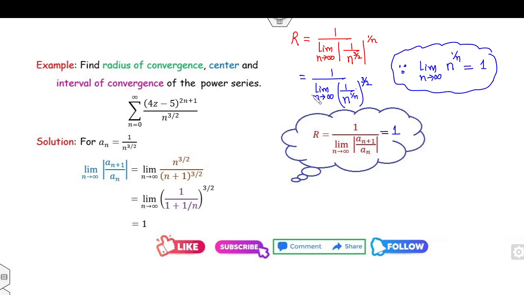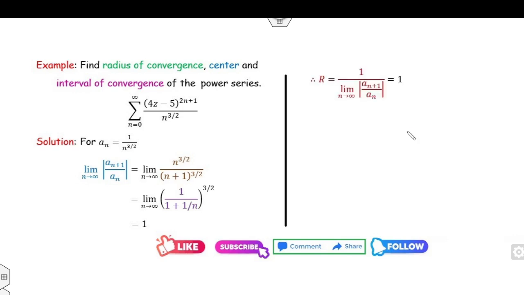Fine. So if you substitute here, it will be 1 over 1 raised to power 3 over 2, that is 1. That means the value of r is 1. In either of both the cases, we will get the same answer. Now, therefore, your target is to find the interval of convergence. So the interval of convergence you can see from this case.